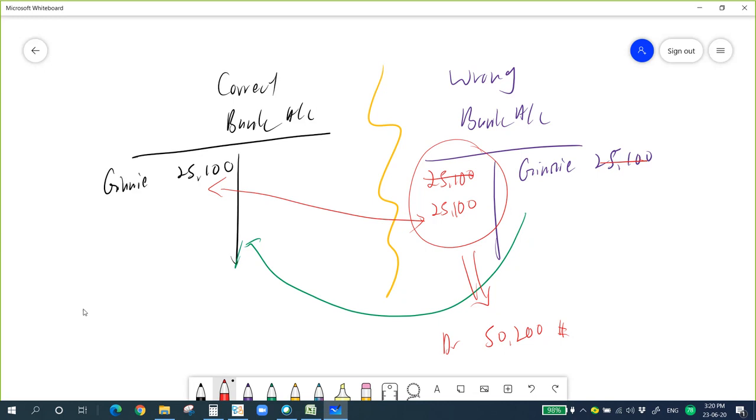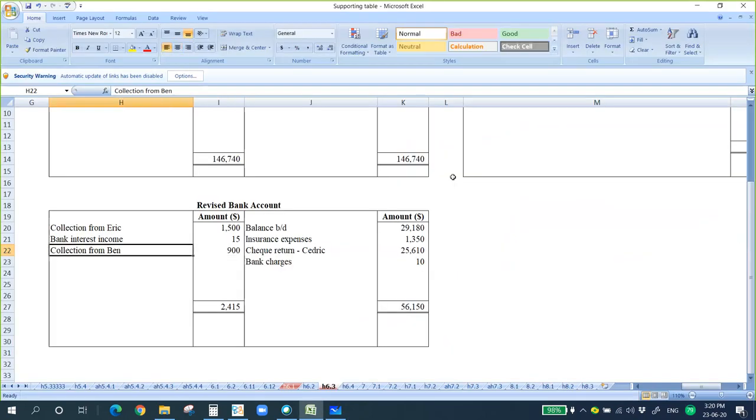So when you prepare suspense account or bank reconciliation statement, when you have found the error, you can do a sample or a short ledger like this. So you will understand what is the entry that I have to pass and you can minimize the error. Alright, now we record this entry in our revised bank account. So collection from Genie.